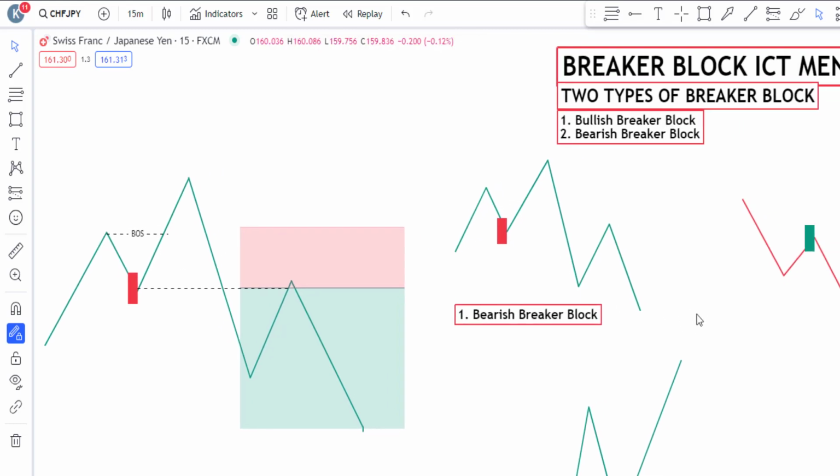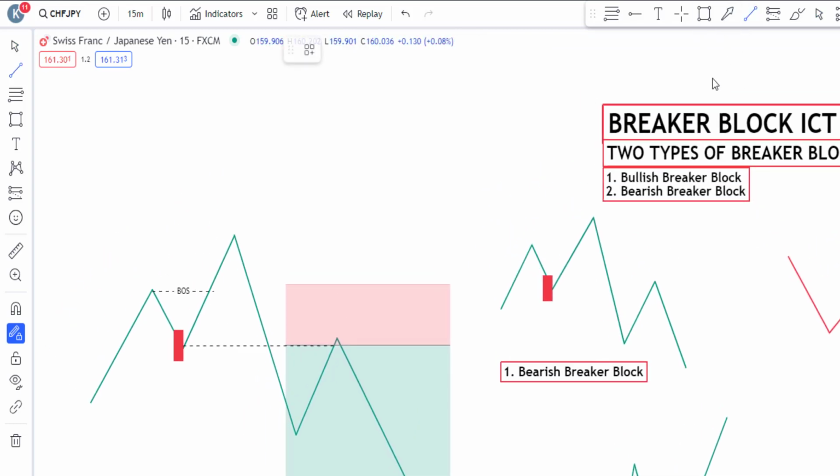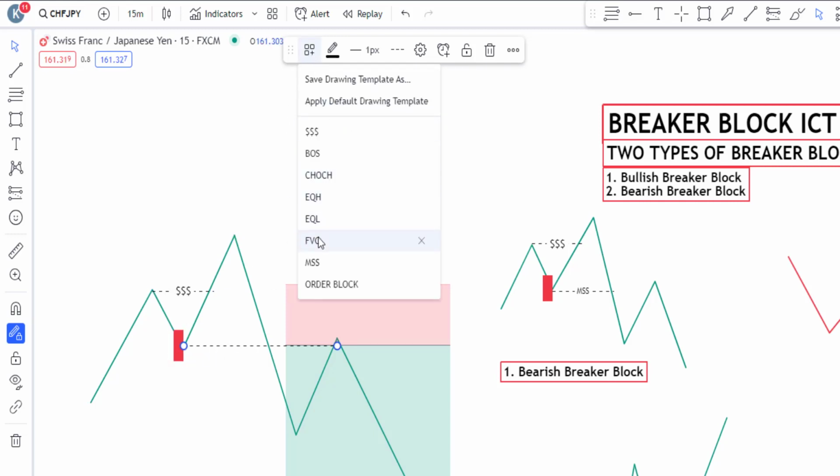Look at this. It moved up to this area, fetching liquidity here, then coming down, shifting the market structure to the downside. So when you see something like this, we call it a breaker block. The one that pushes price down is a bearish breaker, and the one that pushes price up is a bullish breaker. So that is exactly what they are.